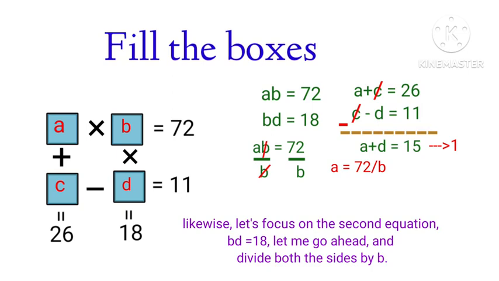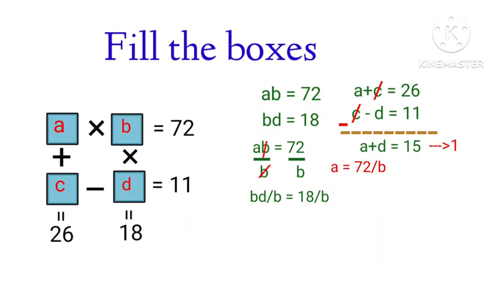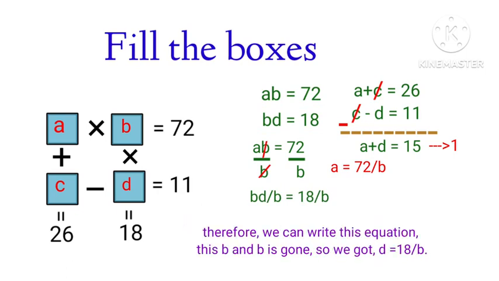Likewise, let's focus on the second equation. BD equals 18. Let me go ahead and divide both sides by B. Therefore, we can write this equation. This B and B are gone, so we got D equals 18 divided by B.